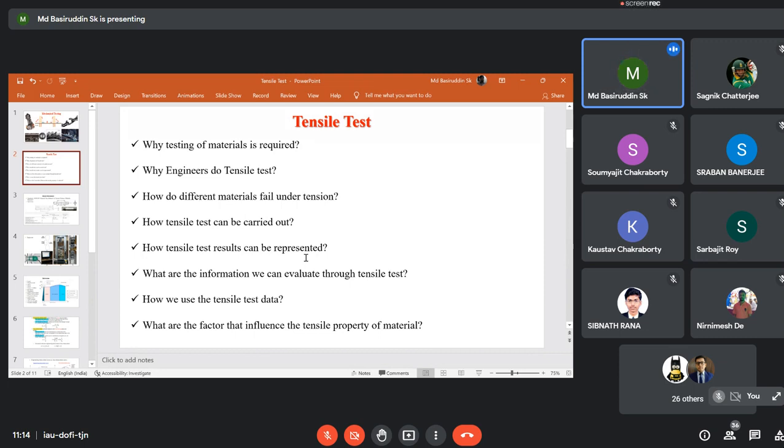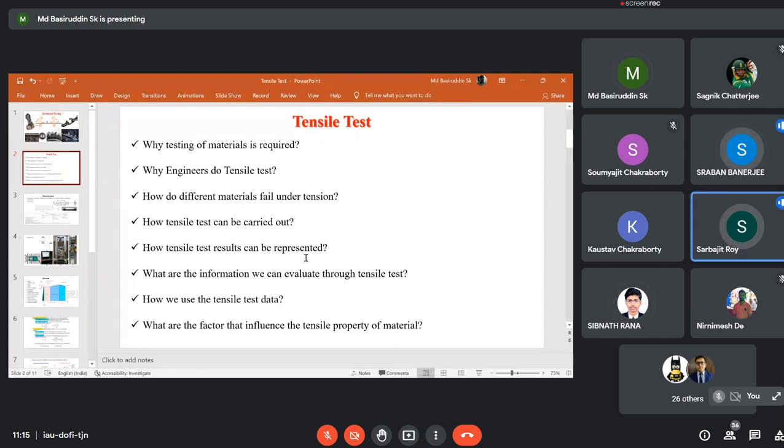Now here, after getting the data, how can you use this tensile test result, or what will be your basic aim after doing the test? What do engineers do after doing the tensile test? We plot the stress-strain curve, and from there you get the information. Then how will you use it?